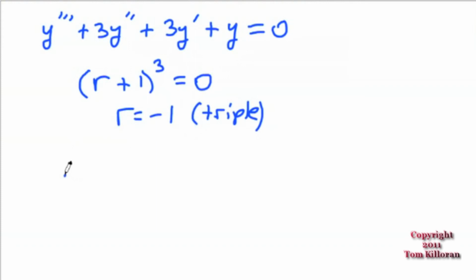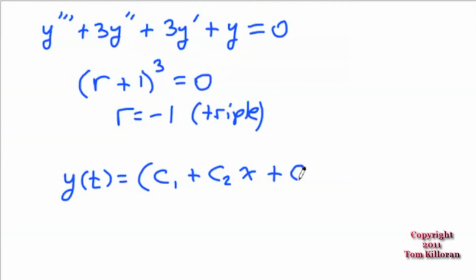So one way of writing it would be to say y of t is equal to, and then build it up. It's got a constant, it's got a linear, and it's got a quadratic, x squared. And it's going to be multiplied by e to the root t. And then you could distribute the e to the negative t throughout, but this is a perfectly fine form too.